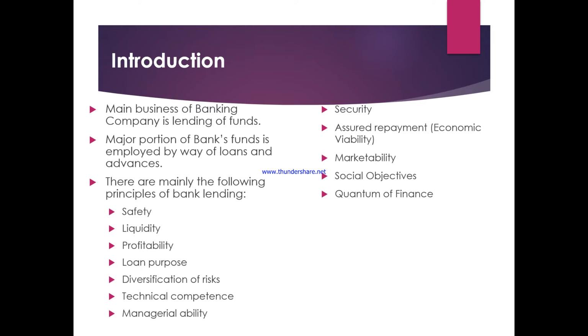Along with those, there are some more principles which are very essential, which are: what is the purpose of the loan? Then what do you mean by diversification of risks? Technical competence, managerial ability, security, assured repayment, marketability, social objectives, and quantum of finance. All these principles are very essential, and the bank has to make sure that all these principles are met before any loan is sanctioned to any person or institution.